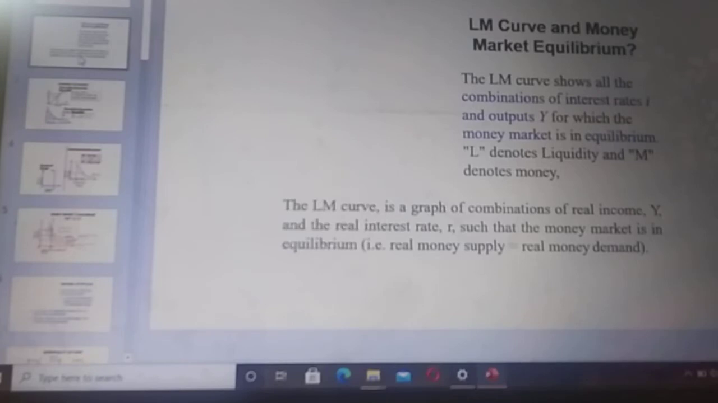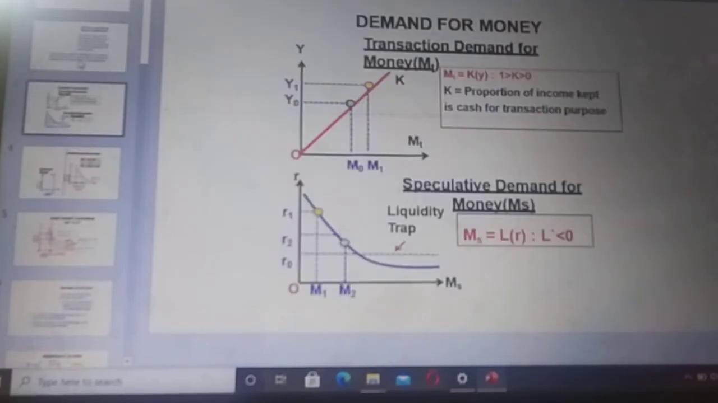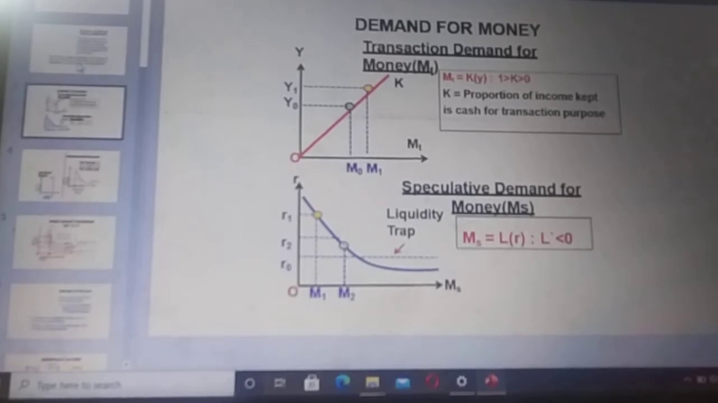The LM curve is a graph that shows all the possible combinations of the real income and the real interest rate, or it shows the effect of the change in the rate of interest over the real income of the people, so that we can find the point of equilibrium in the money market. On the basis of these two graphs, we determine the relationship between the income level and the money demanded by the people, and we derive the curve.